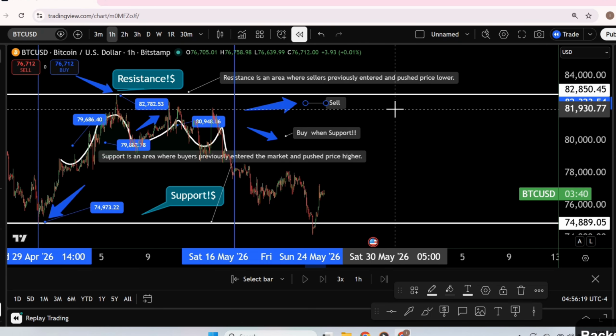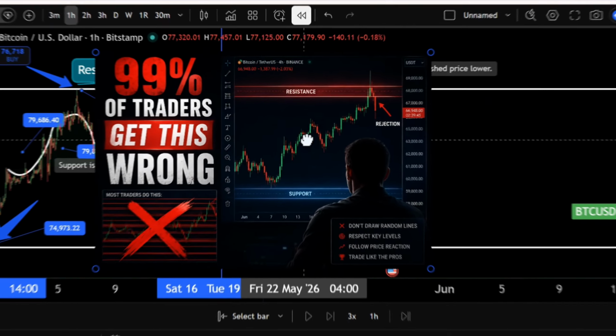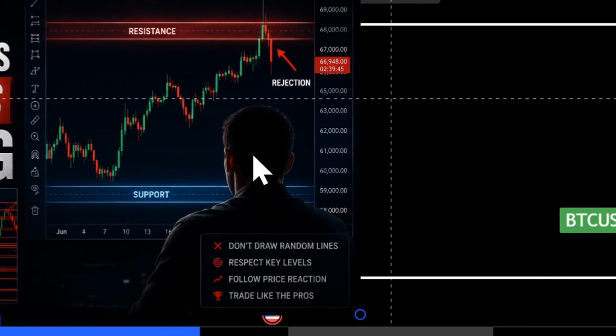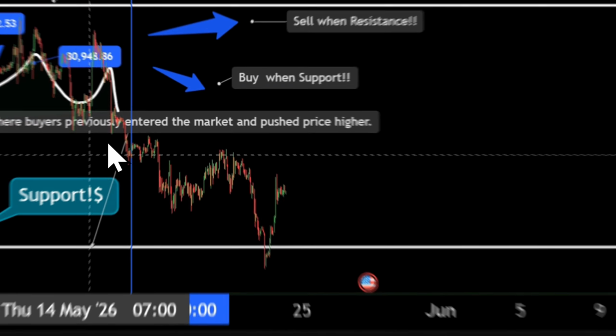Now another thing you want to look for is multiple rejections. Notice how price reacts from the same zone multiple times. Every rejection increases the importance of the level because it shows the market repeatedly respected the area. This is where support and resistance become useful for market analysis. Not because they predict the future perfectly, but because they help you identify areas where reactions are more likely to happen.